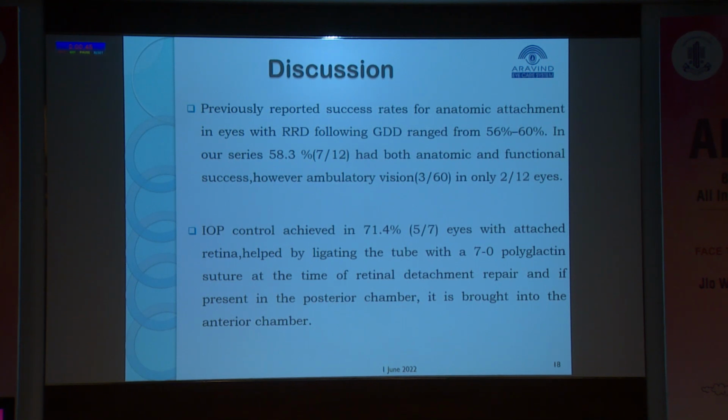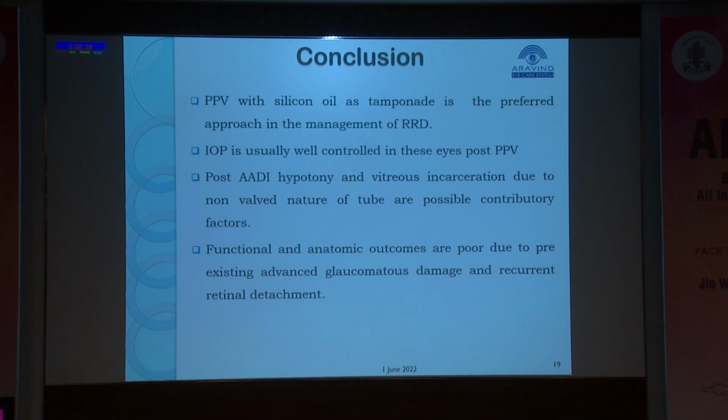However, ambulatory vision was only present in 2 of 12 eyes. IOP control was achieved in 71.4% of eyes. This is helped by ligating the tube with a 7-0 polyglactin suture at the time of detachment repair. And if the tube is present in the posterior chamber, it is brought into the anterior chamber through a peripheral iridotomy. However, subconjunctival migration of oil can still occur, which is troublesome.